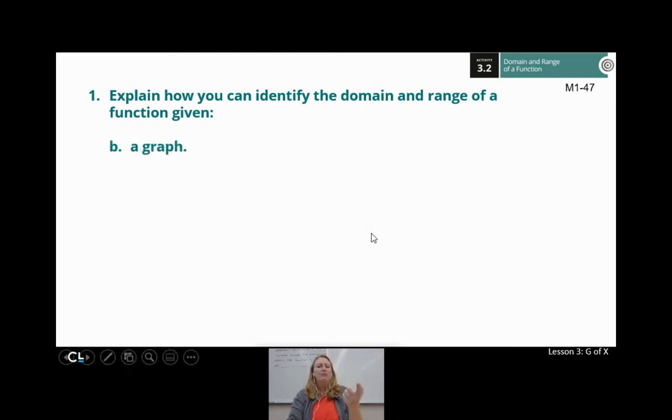What about for a graph? Go ahead and hit pause. How could you identify the domain and range of a graph? And then hit play when you're ready to keep the discussion going.